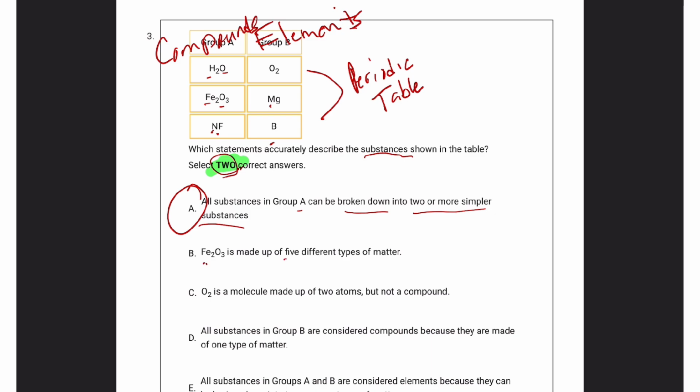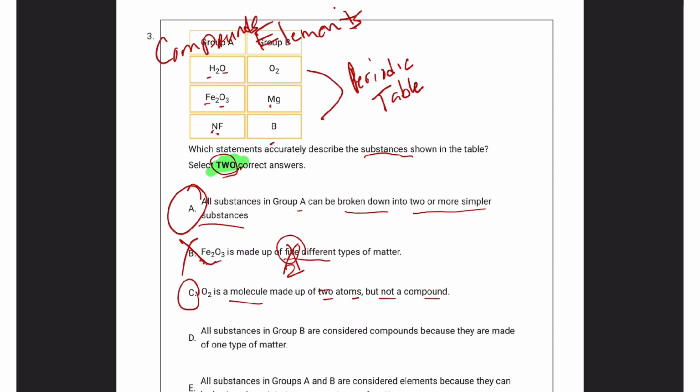Fe2O3 is made of 5 different types of matter. Well, how many capital letters do we see? 1, 2. So it's really only 2 different types of matter. So that's not our right answer. O2 is a molecule made up of 2 atoms, but not a compound. Well, it's made up of 2 atoms. It's a molecule. I think that one's right, but let's make sure the other ones aren't anything better.